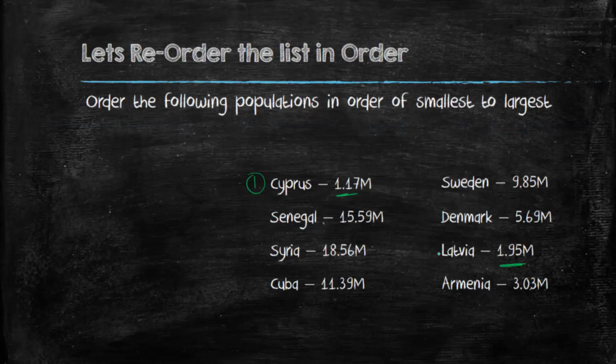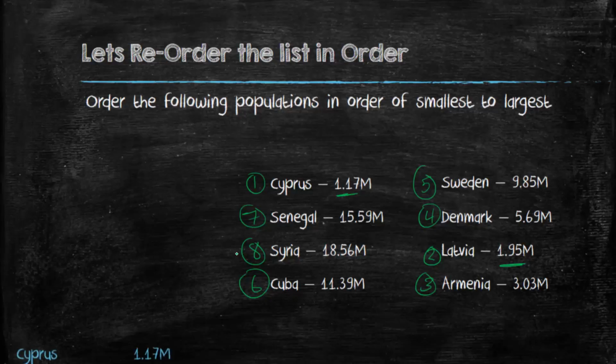Cyprus would probably be number 1. Latvia would be number 2. And then what comes after 1.95? What comes after 2? Well, 9 is big, 5, they're all big. Oh, Armenia is pretty close at 3. Then after that, I think the 5.69, which is Denmark, would probably be the 4th. And then it'll be Sweden at 9.85, then Cuba at 11.39, then Senegal, then Syria. I think I got that right.